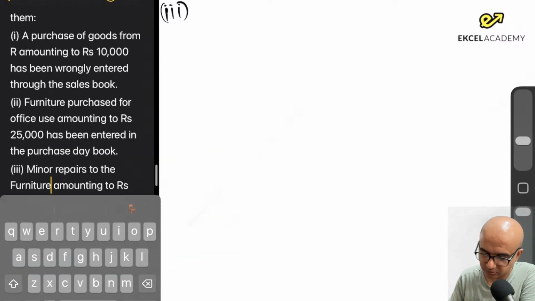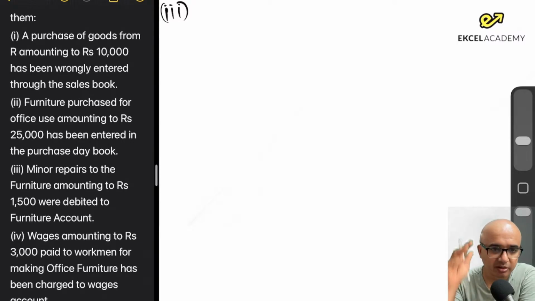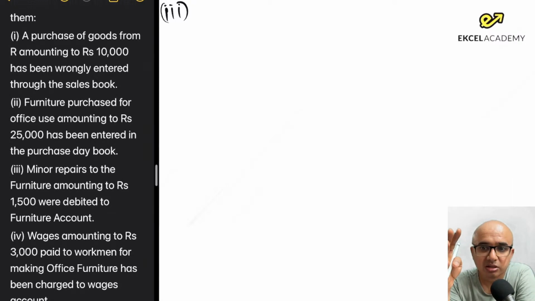So now let us look at this. Repairs have been done on furniture. So that means there was some repair work to be done. They have completed that repair work and they have debited furniture account itself. And they are saying very specifically minor repairs. That means what is to be noted here is there is no additional capacity. That means capacity is not increasing with respect to the asset, but there is some work which has been done on furniture.